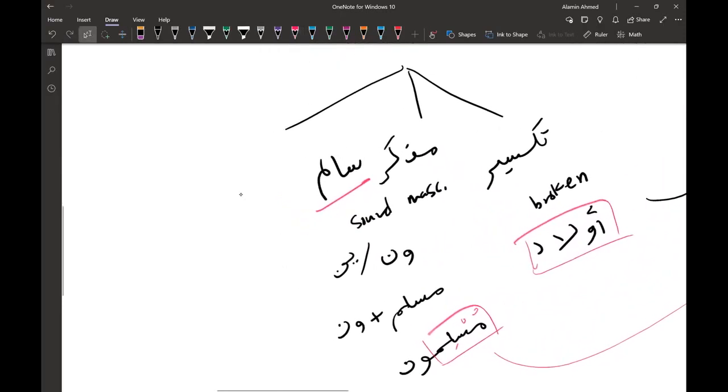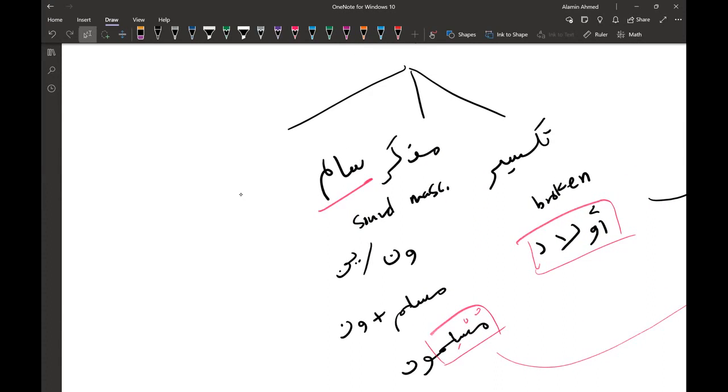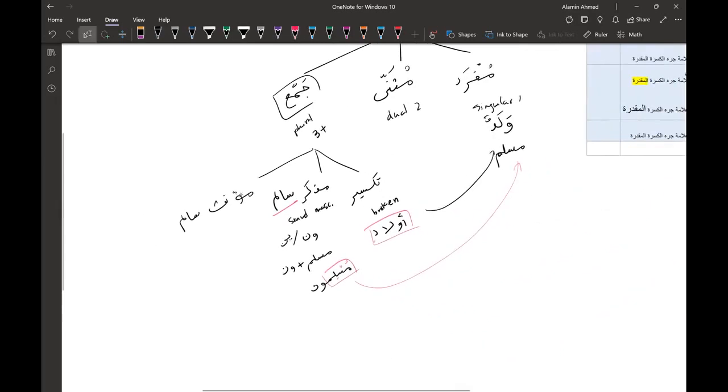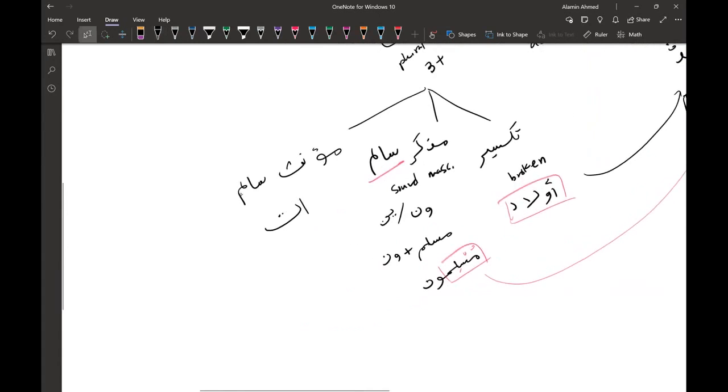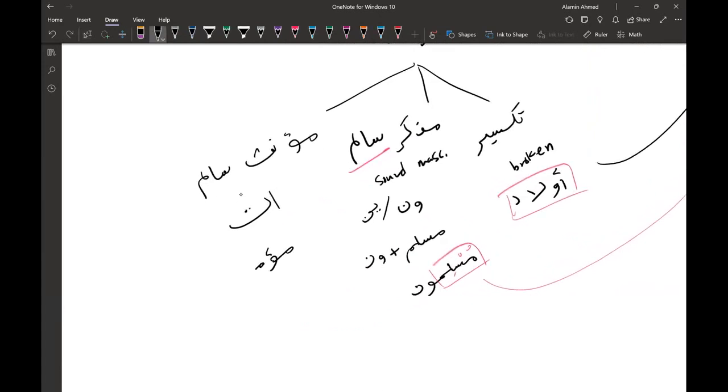All right. So this is called jamu. This is the mudhakkar salim, and we also have muannath salim. And here, the way we make a plural is by adding what? Alif and ta. So for example, we have muslimatun. I'll just give another one. Mu'minatun. Okay. And how do we make it plural? We say mu'minatun.